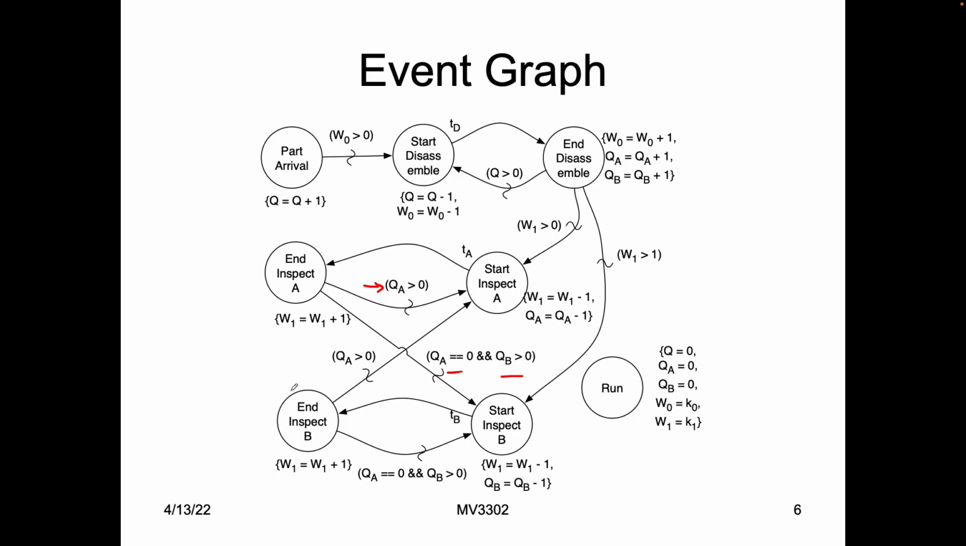And exactly the same criteria apply when we finish inspecting a part B. The fact that we just finished a B is irrelevant to what we do next. Because we prefer a type A, we'll always schedule a type A if one's available. But if there's no type A and there's a type B, then we can begin inspecting a B.